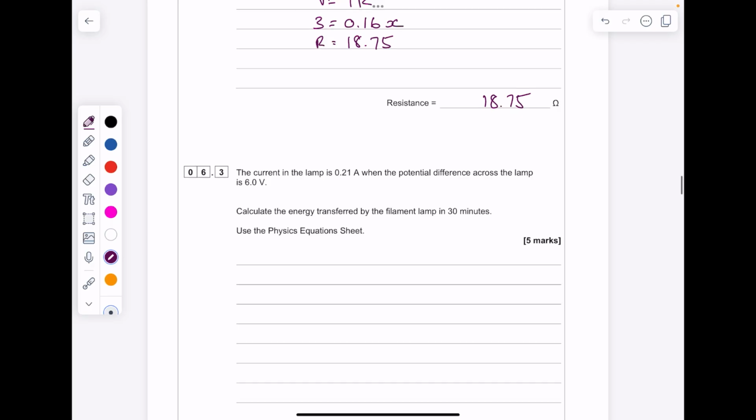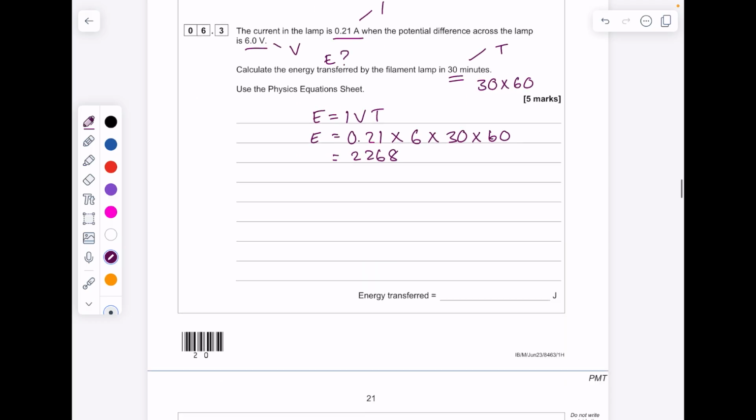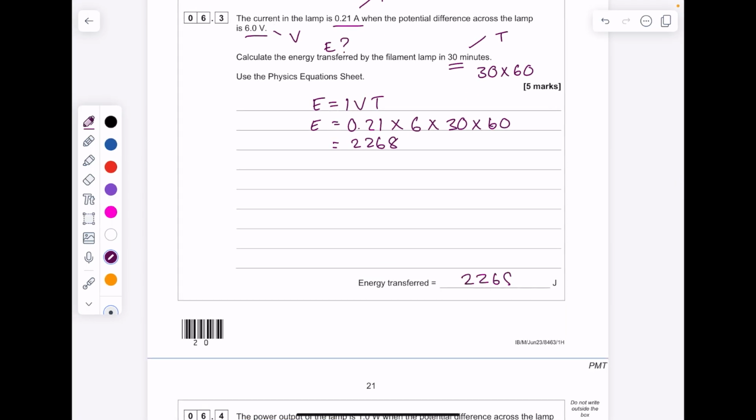The current in the lamp is 0.21 amps when the potential difference across the lamp is 6 volts. Calculate the energy transferred when the filament lamp is switched on for 30 minutes. Look, I like to label what everything is. I've got a V, an I, an E, and a T. So the equation I need is E equals IVT. I'm after energy. My current is 0.21. My voltage is 6. Just be careful with time. We need that in our standard science unit of seconds. So we just need to multiply that number by 60. And so that is a very nice 5 marks right there. 2,268 joules.